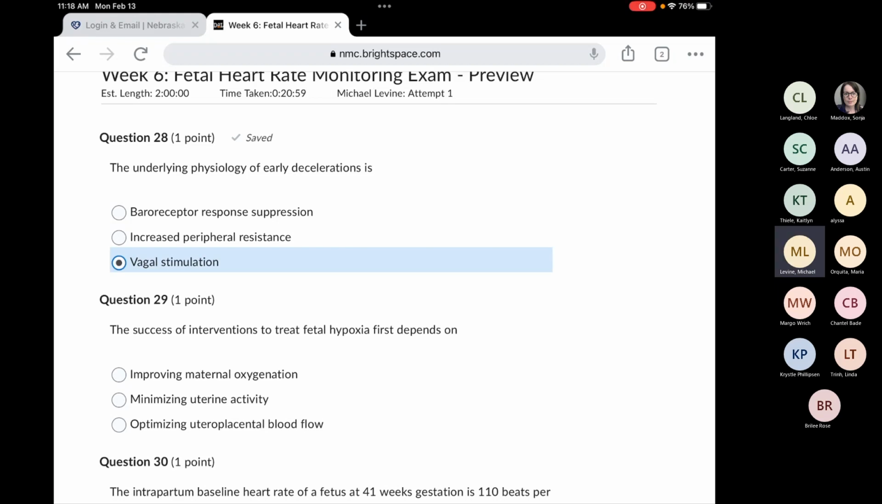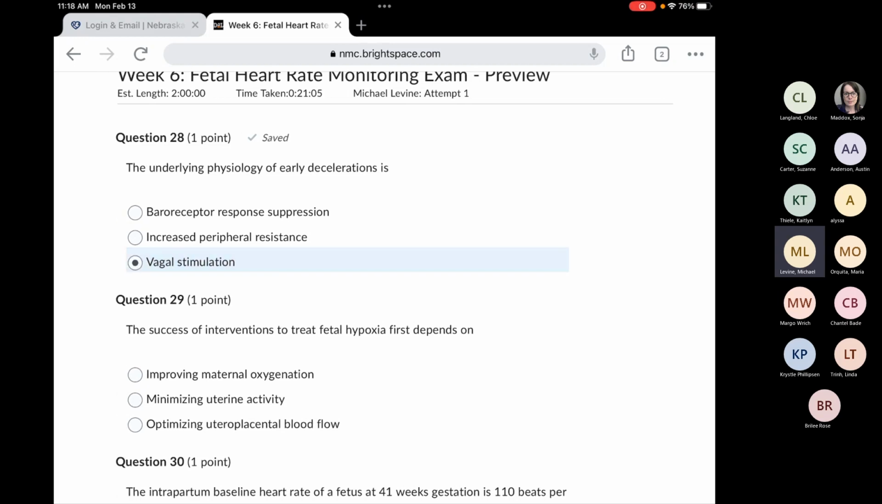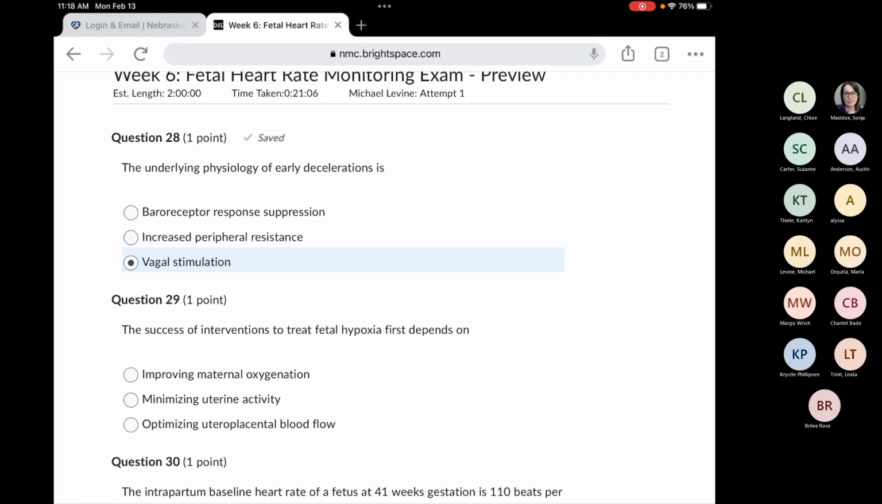The heart rate and uterine contraction mirror each other. Vagal stimulation is the answer. If I didn't explain that well, I'll try it again when we meet.